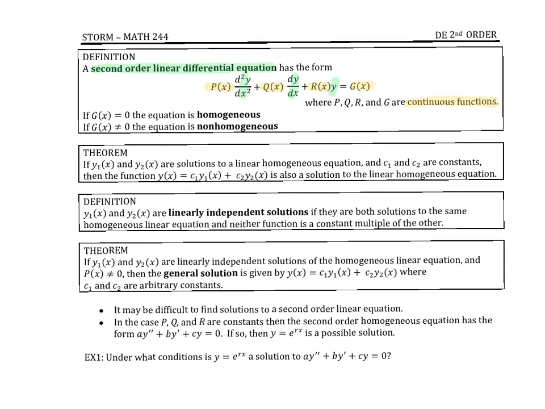Now, if g of x, if what this equation is equal to is actually 0, then we call it a homogeneous equation. If it's not equal to 0, then it's non-homogeneous. For this particular section, we're only concerned with homogeneous second order linear differential equations. So that just means that our differential equations are going to be equal to 0. And those are much simpler to solve.